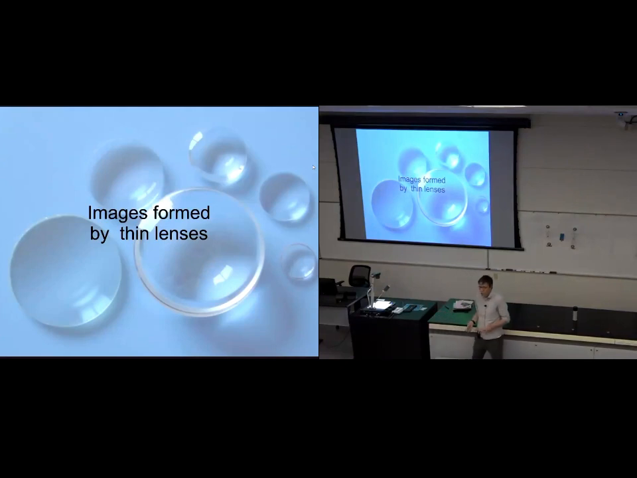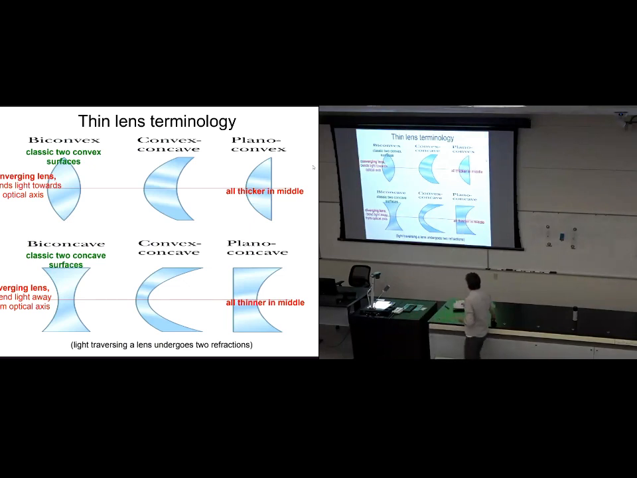Okay, now let's get on to images formed by two refractions, two bendings, when we've got lenses. Just a little bit of lens terminology or lens language. I kind of summarized it on here. There are two types of curved mirrors, diverging, converging, concave, convex. There's two types of lenses. There's diverging and converging lenses. The converging lenses are the top row here. The diverging lenses are the bottom row here.